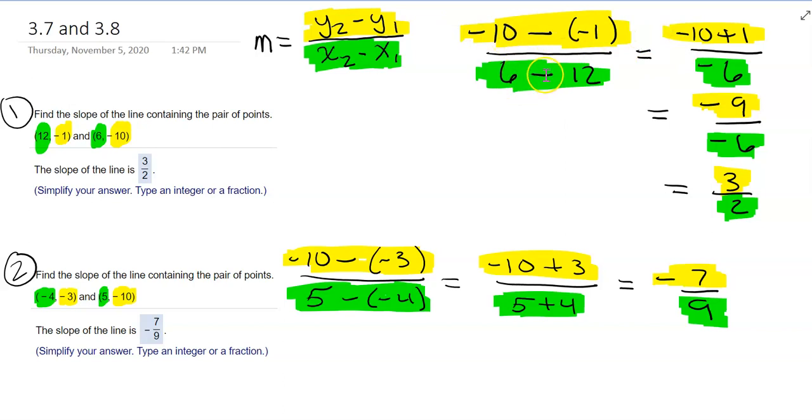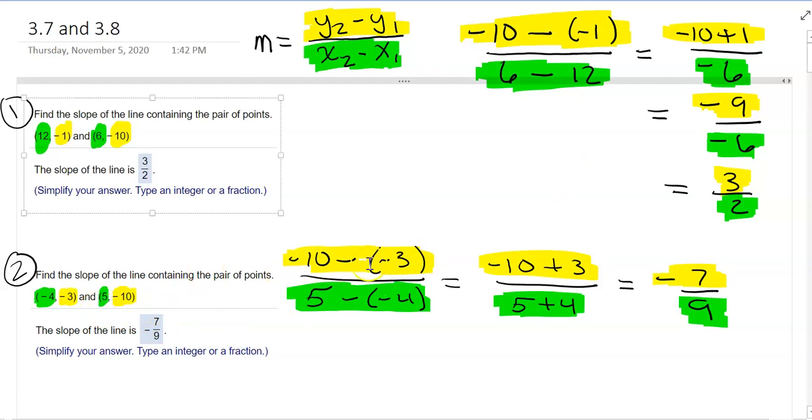We're always subtracting them. Because I'm subtracting a negative, it turns into adding 1, which gives me -9. Here on the bottom, I have 6 minus 12 to give me -6, and we must reduce this. So the negatives cancel out, and 3 goes into both of those 3 times and 2 times, and that is it. Same for number 2.